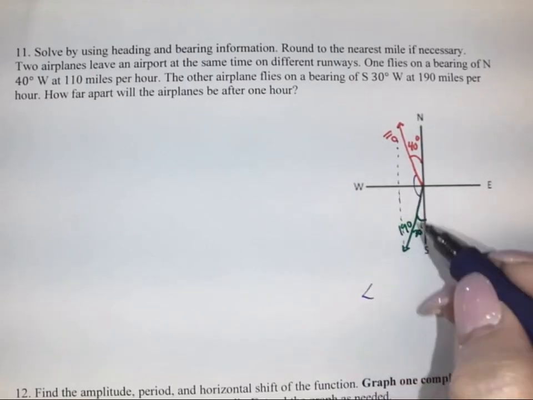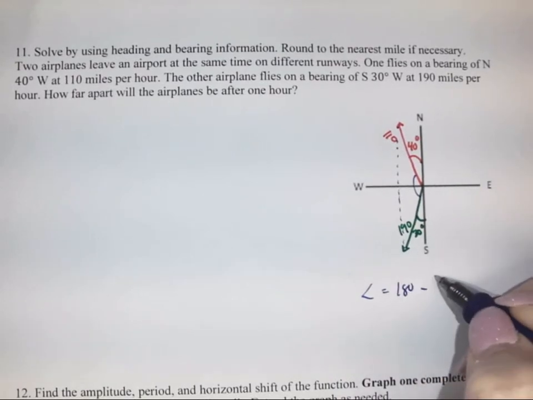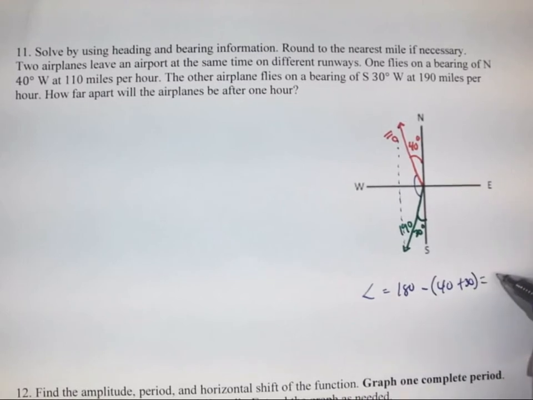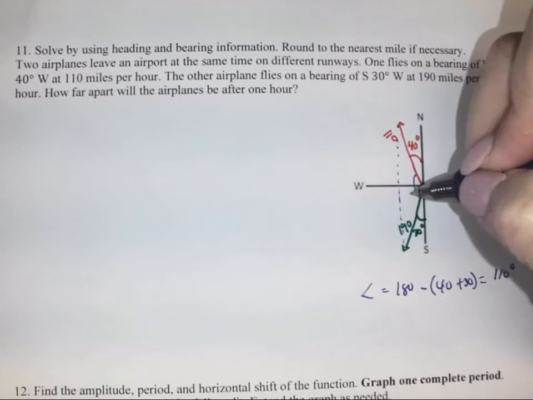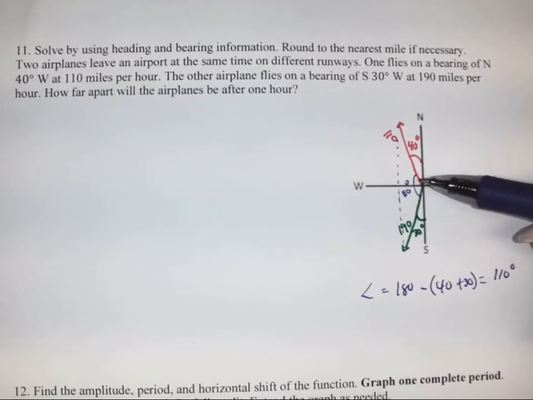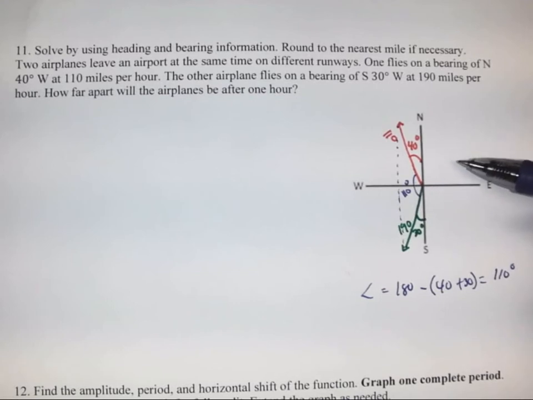So the angle that I'm looking for is going to be 180, and I can subtract out the 40 and the 30, and that'll get us a 110 degree angle. So this angle is 110 degrees. Now I can use my law of cosines to solve for this side, because I have two sides and an angle. I can't use the law of sines because I don't have any that are matching.